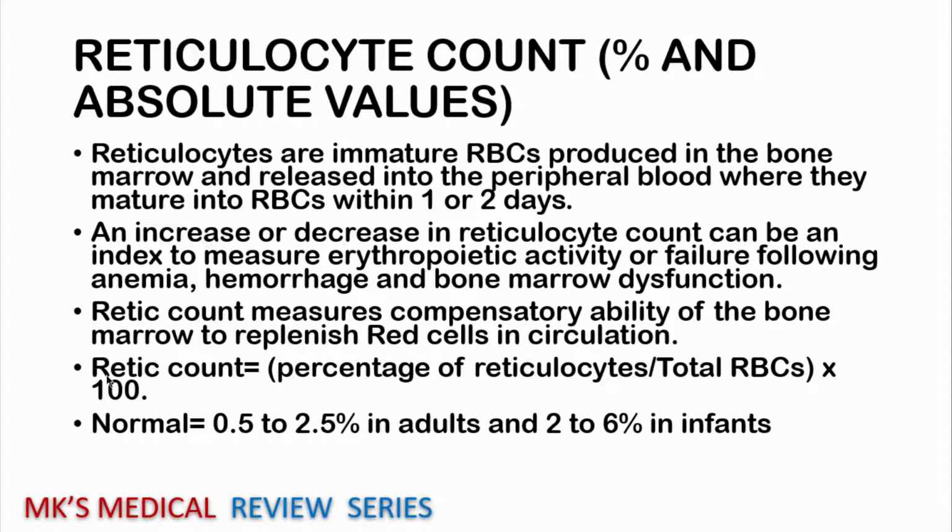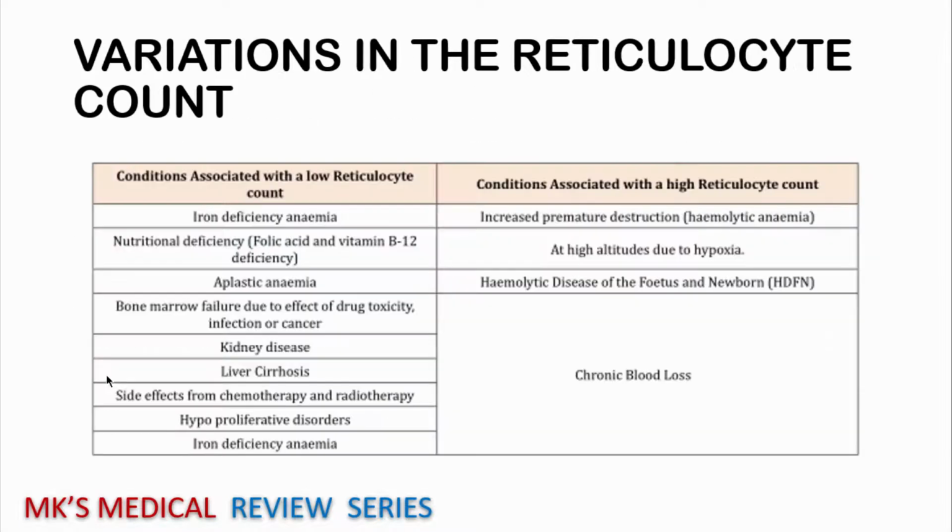And how do we find this reticulocyte count? We say the percentage of the reticulocytes over the total red blood cells multiplied by 100. So in adults, you have 0.5 to 2.5%, and then in infants, it can be as high as 2 to 6%.